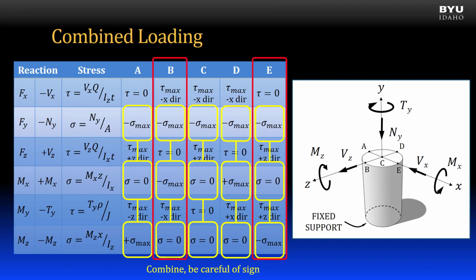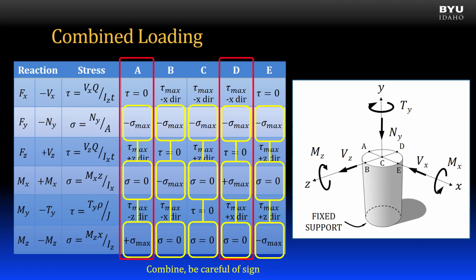Note that points B and E will be points of maximum normal stress, since all normal stresses at each point are in the same direction. Note that at points A and D, the stresses are canceling each other out to some degree based on their magnitudes.